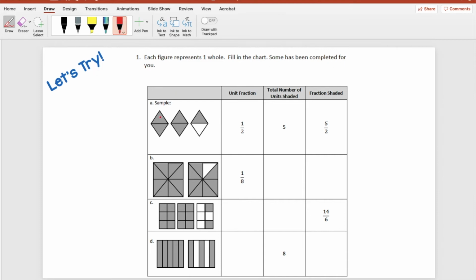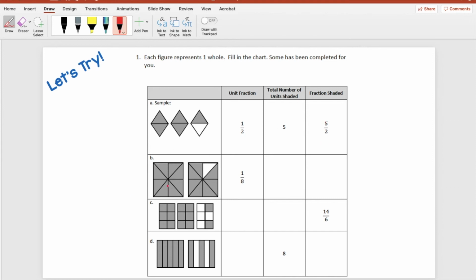So as we can see, here's my 1 whole. I have 1 half, 2 halves, 3 halves, 4 halves, 5 halves. They went ahead and told me the unit fraction is 1 half. That means when I'm looking at one piece, we call that fraction 1 half. The total number of halves shaded was 5 halves, so the fraction is 5 halves.